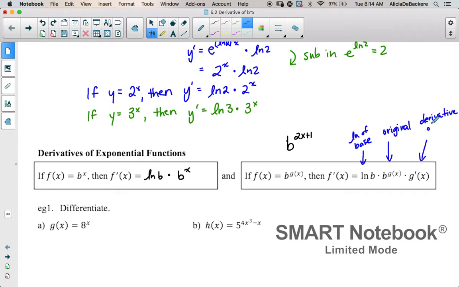And this is just chain rule, right? In this case, the outer function is the exponential, and then the inner function is the linear in the exponent here. So I take the derivative of that at the end. All right.